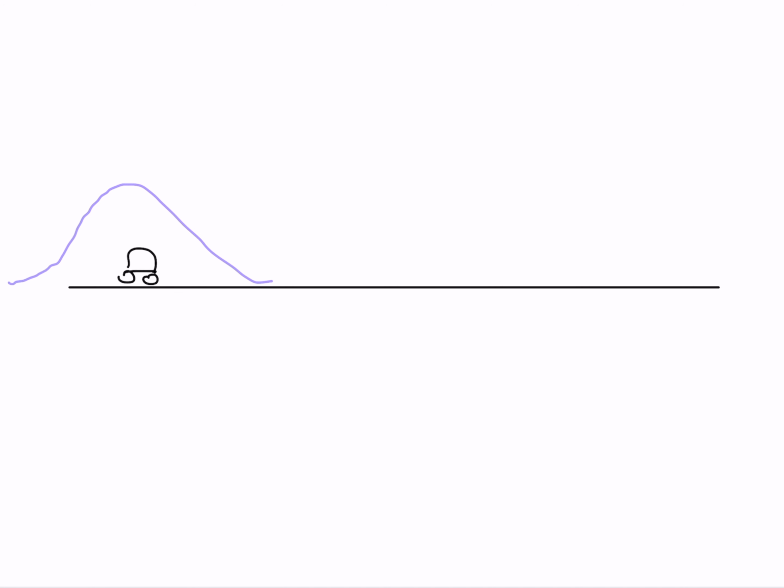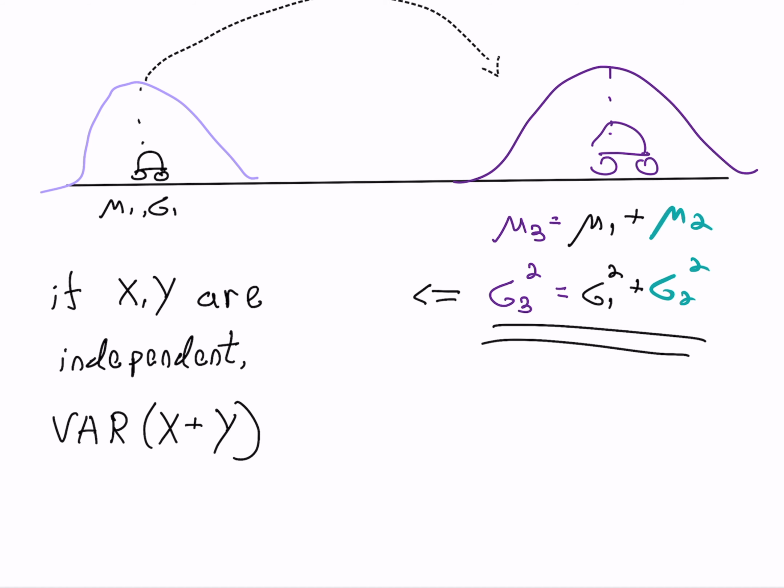The last variance equation stems from the fact that if x and y are independent random variables, the variance of x plus y equals the variance of x plus the variance of y. And therefore, if I want to draw this, the Gaussian will be lower than the original Gaussian, because sigma 3 squared is bigger than sigma 1 squared. And this is the idea of Gaussian motion.